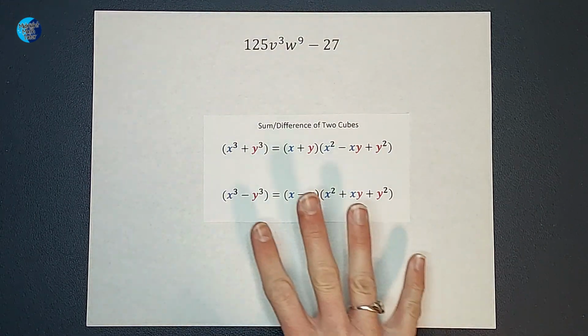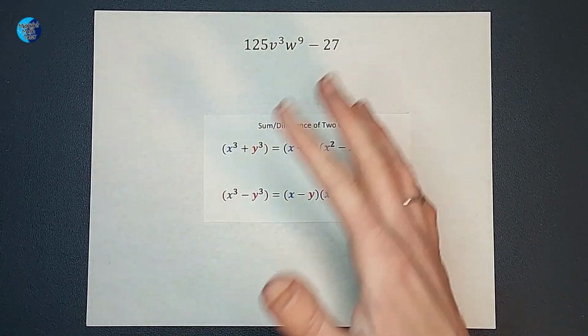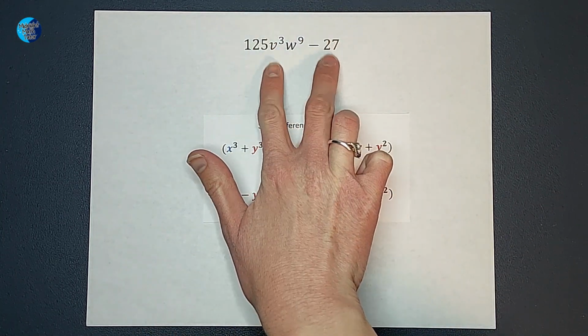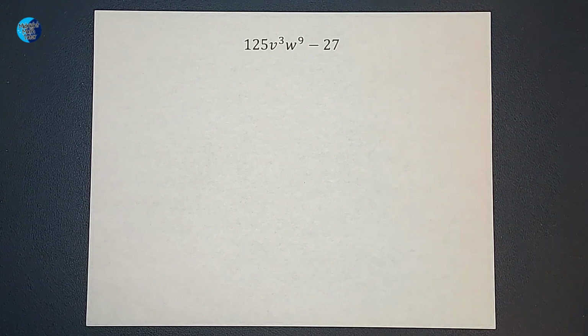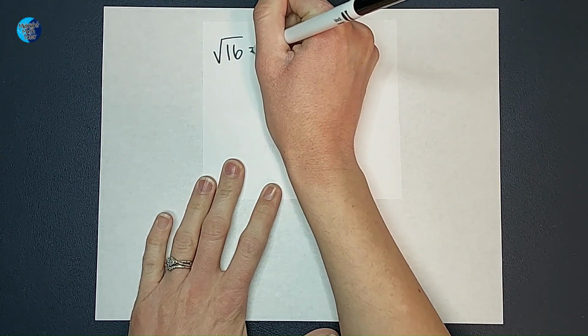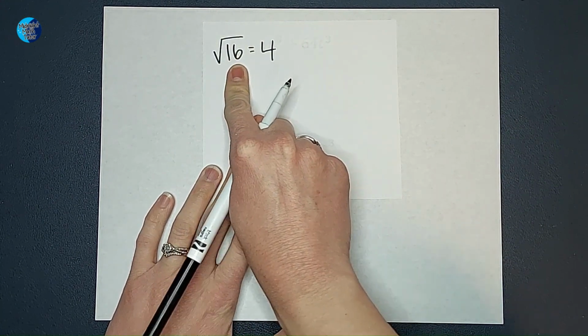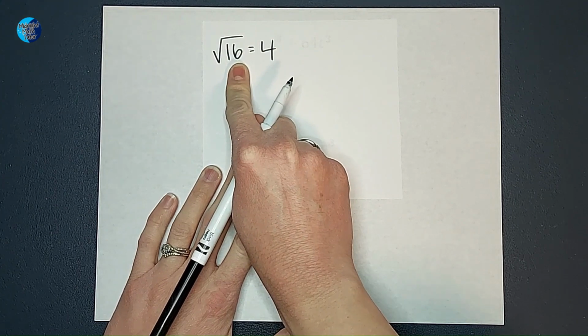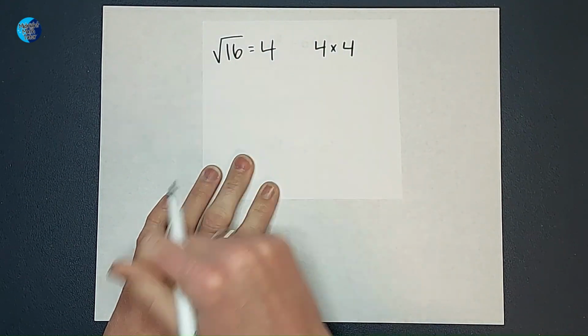Now, I can use this when I notice that whatever I'm trying to factor is either the sum or difference of two perfect cubes. Now, if you're like, lady, I do not remember what a perfect cube is, I got you. We're going to do a really quick review. So you're probably pretty familiar with square roots. Like the square root of 16 is 4. And why is that? Because when I do a square root, it's asking me what number multiplied by itself will give me 16. So because 4 times 4 is 16, the square root of 16 is 4, right?